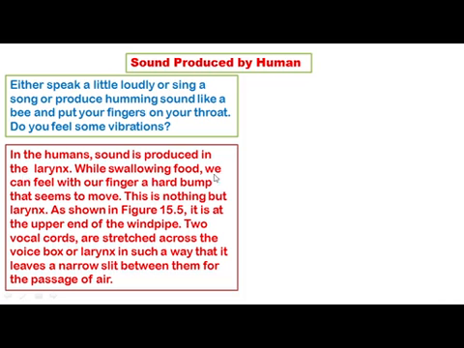While swallowing food, we can feel with our fingers a hard bump that seems to move. This is nothing but the larynx. As shown in figure 15.5, it is the upper end of the windpipe. Two vocal cords are stretched across the vocal box or larynx in such a way that it leaves a narrow slit between them for the passage of air.